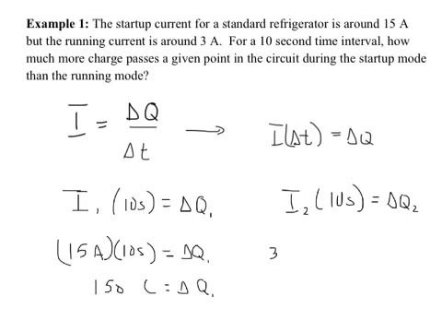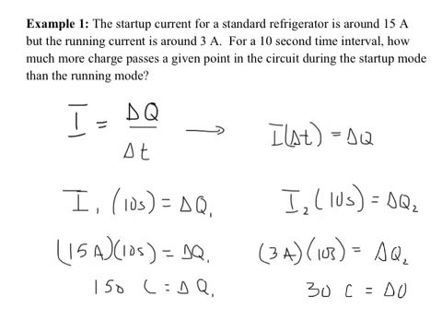Here I'm going to have 3 amps times 10 seconds, and that equals delta Q2, so this is a value of 30 coulombs of charge. So what's the difference, or how much more is running? 150 and 30, so 120 coulombs of charge every 10 seconds compared to its starting mode to its running mode.